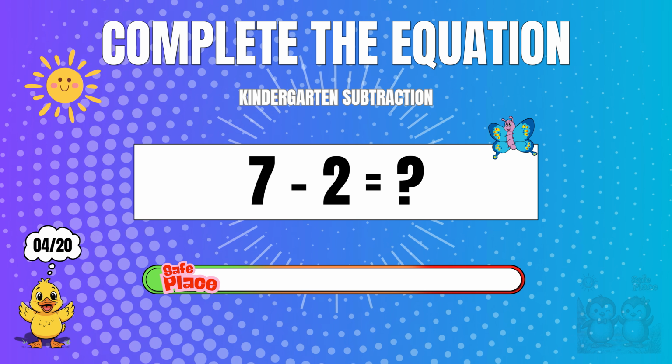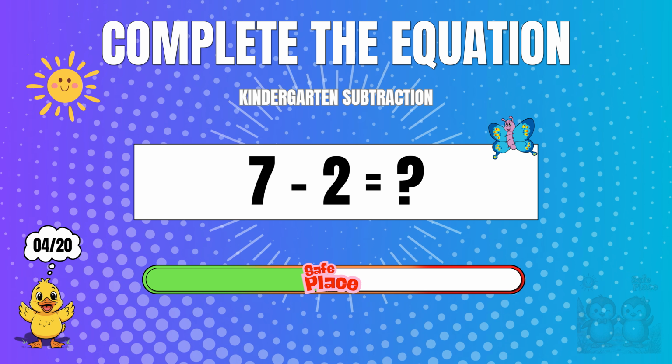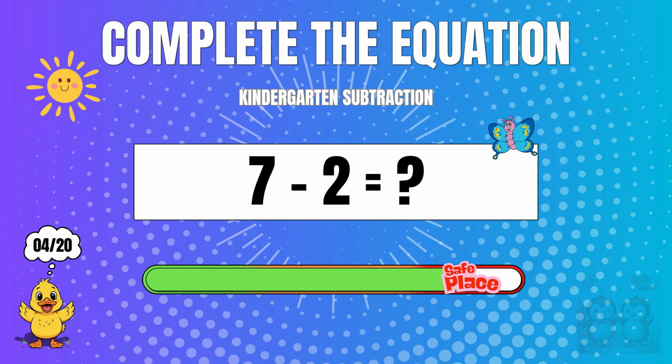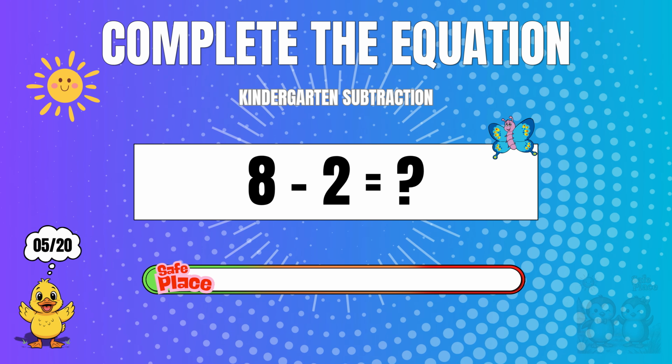7 minus 2? Three, two, 1. Awesome, that's 5. Ready for the next question?